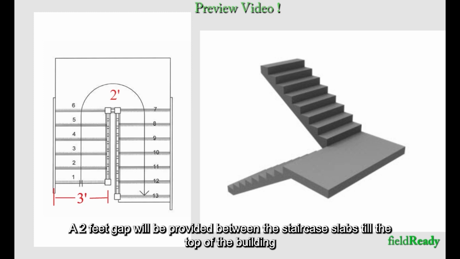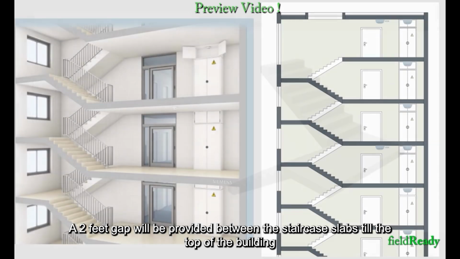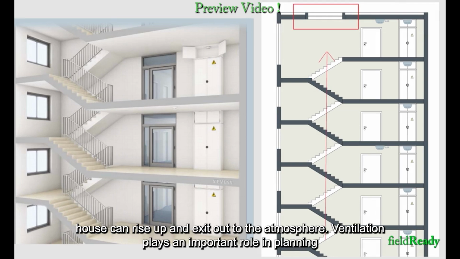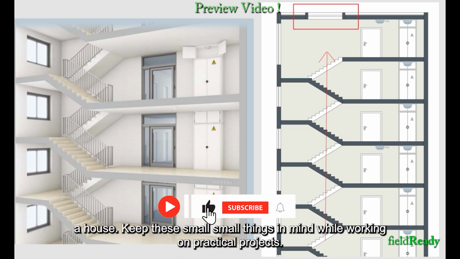A 2 feet gap will be provided between the staircase slabs till the top of the building so that the light illuminates the entire staircase and the hot air of the entire house can rise up and exit out to the atmosphere. Ventilation plays an important role in planning a house. Keep these small things in mind while working on practical projects.